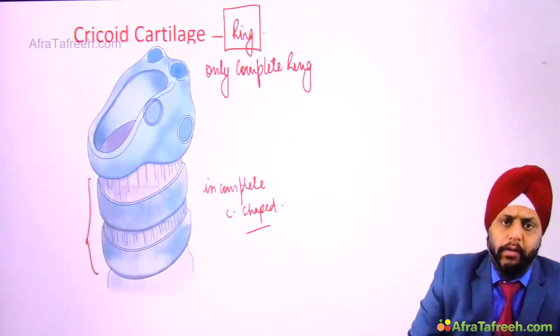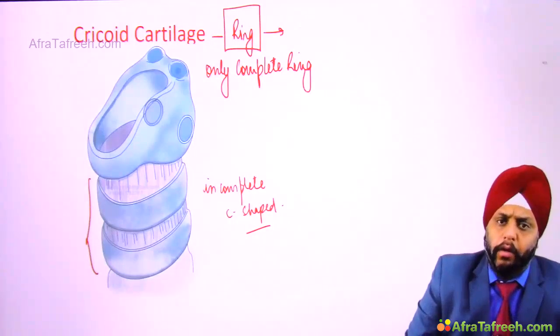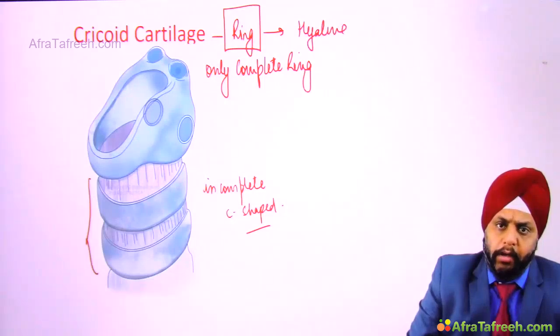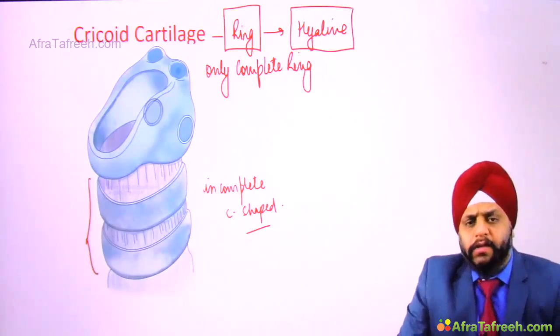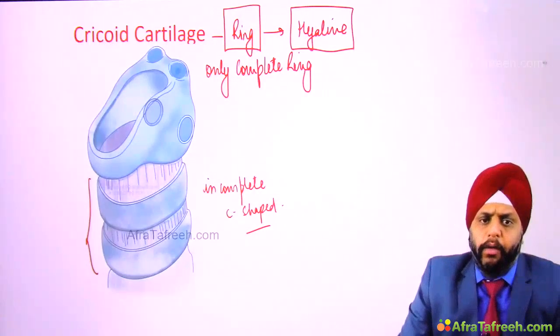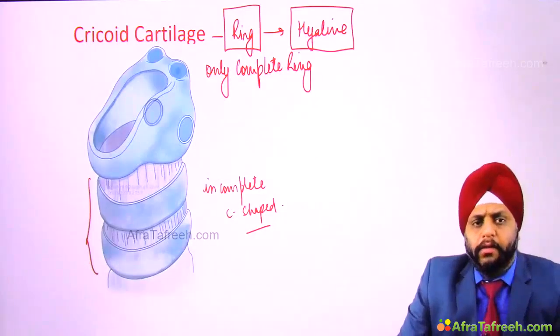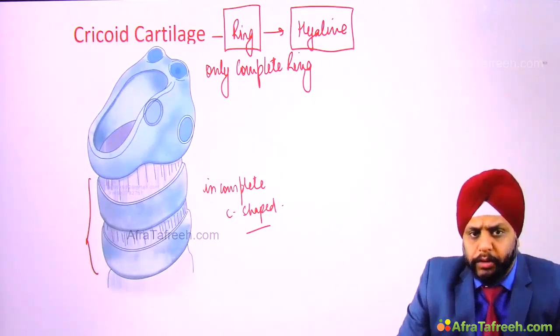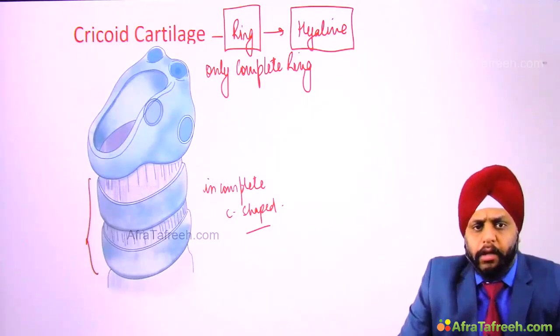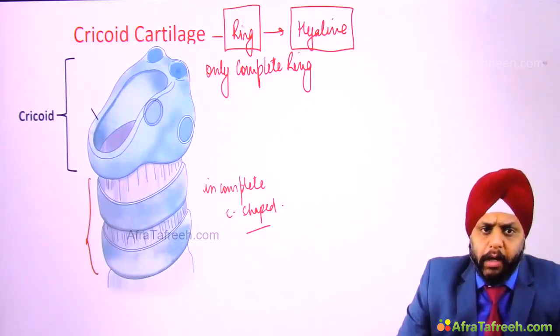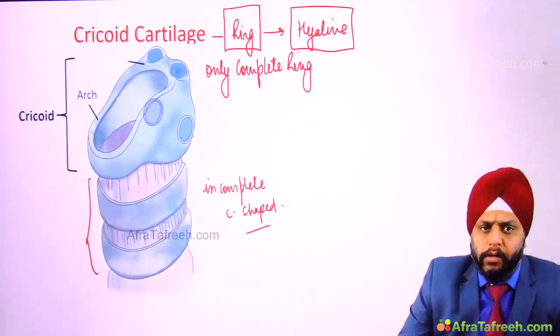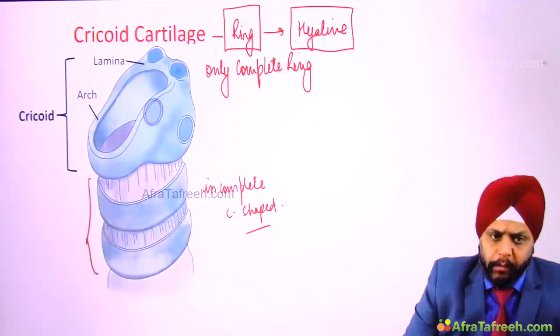Now this cartilage, the cricoid cartilage, is also made up of hyaline. So as we just discussed previously, this cartilage will also ossify with age. So in old age, this cartilage will become bony. Now this cartilage, the complete ring, like a signet ring, has an anterior part. The anterior part is known as the arch. The posterior part is known as the lamina.